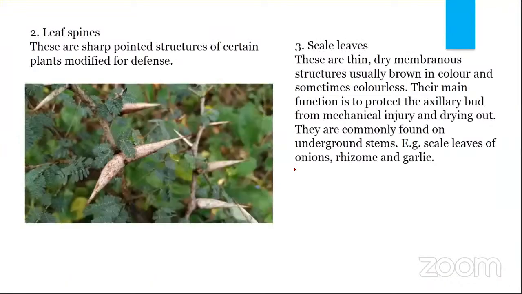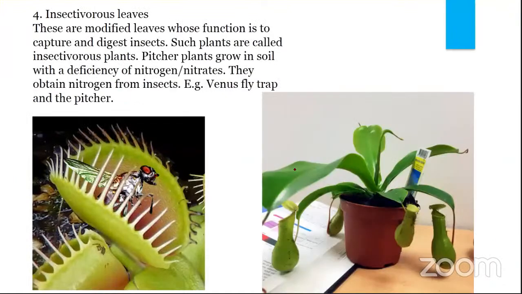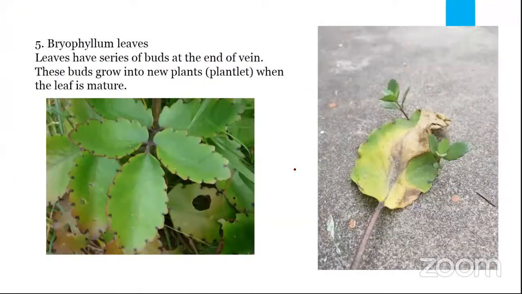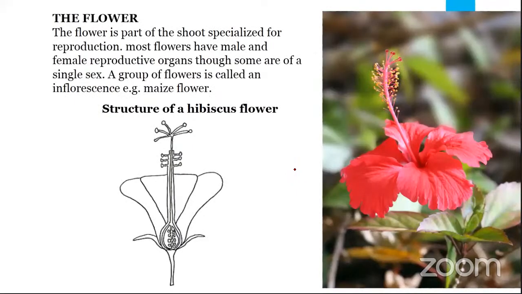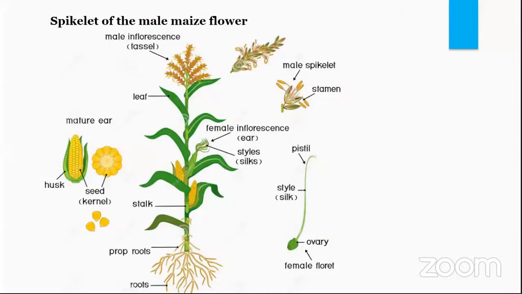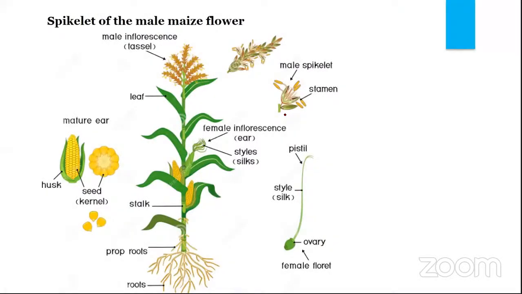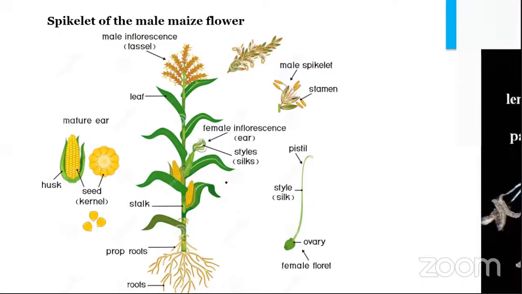These are some of the leaf modifications which you were able to see last time. Insectivorous, the bryophyllum leaf, we were able to look at it. Then we started flowers, where we looked at the hibiscus flower. And we said that a flower is a part of the shoot specialized for reproduction. I hope you remember very well. Then we looked at the maize flower, where this upper part is normally the male flower, and these small parts which look like hairs are the female flower.